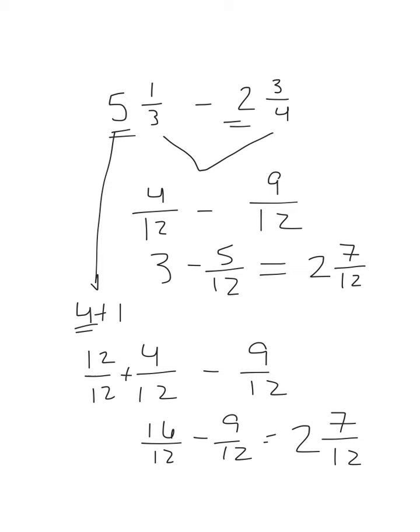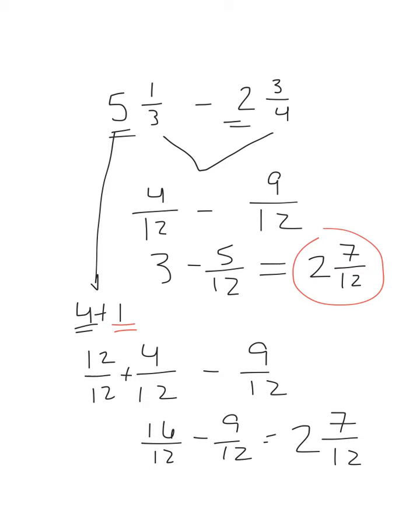So either way we can solve it. We can either allow ourselves to work with a negative, and then we say, okay, 3 lose 5 twelfths. It'd be like 3 brownies, somebody ate 5 twelfths, what do I have left? 2 and 7 twelfths. Or we can say, well, we know 5 is the same as 4 plus 1.